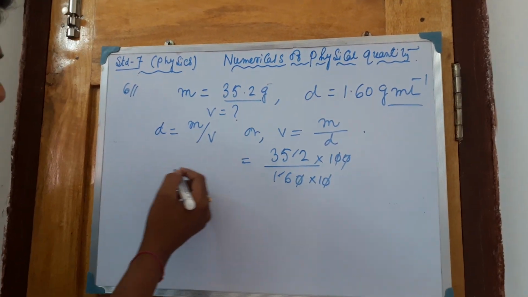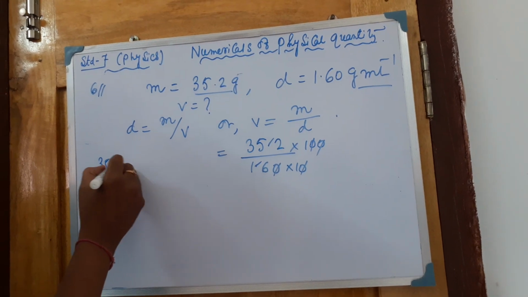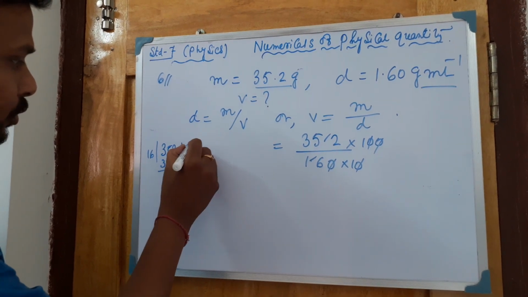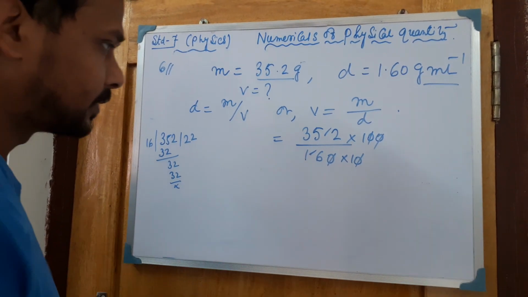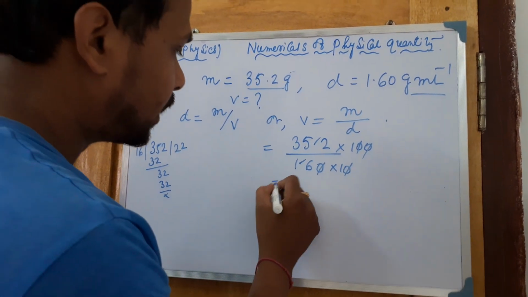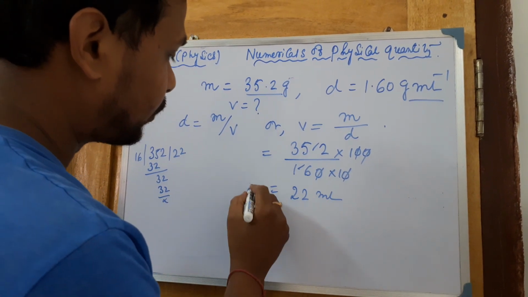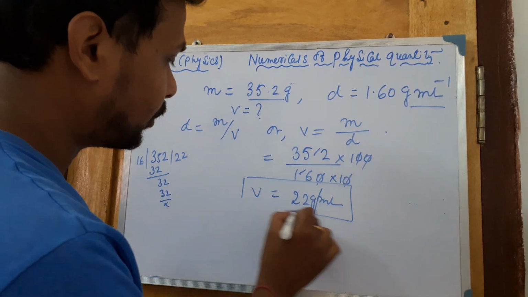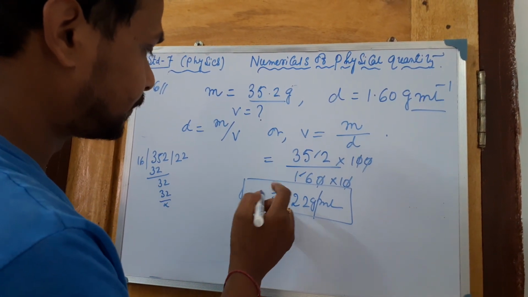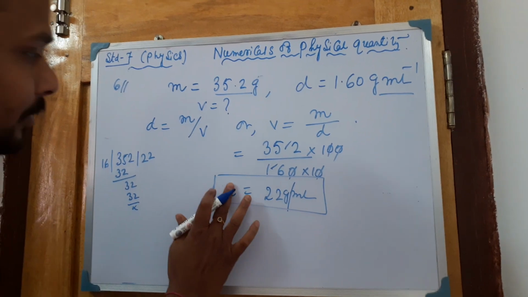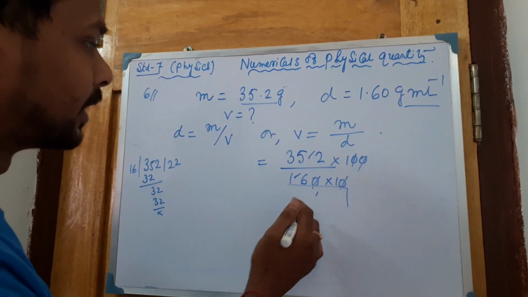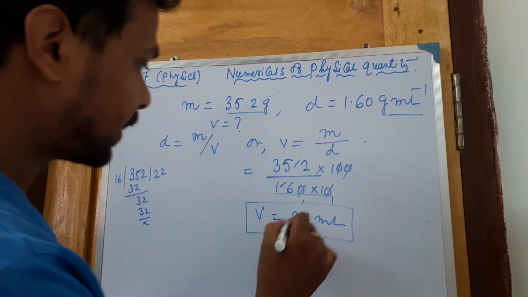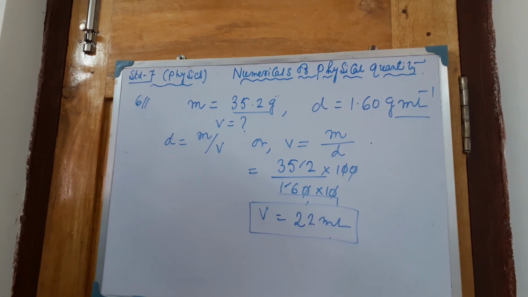So if you just do that, 352 divided by 16, 22 will come. Is that the answer? Yes, 22 ml will be the volume. Sorry, gram per ml would be the density; they are asking for the volume. So the volume of that will be 22 ml. That will be the answer. So this is question number 6.